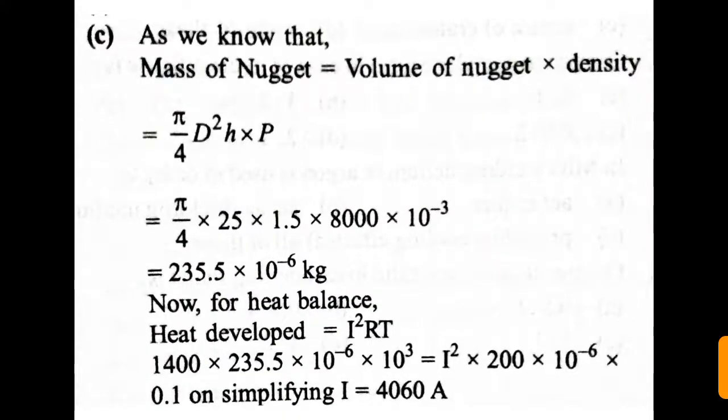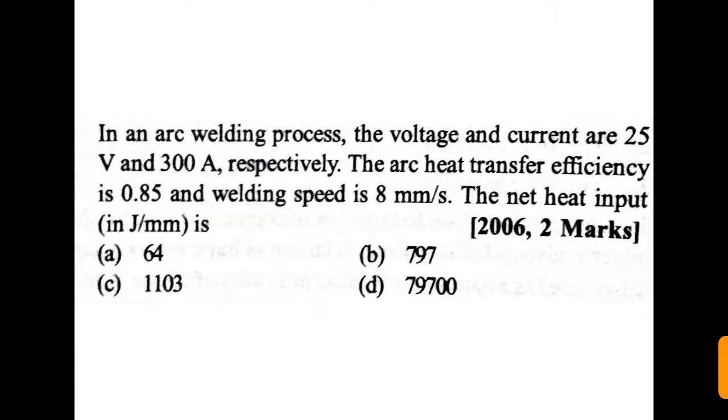So that's how we can solve these questions based on welding, spot welding. Now let's see another example of welding. In this question, in an arc welding process, the voltage and the current are 25 volt and 300 ampere respectively. The arc heat transfer efficiency is 0.85 and the welding speed is 8 millimeter per second. We have to calculate the net heat input in joule per mm.